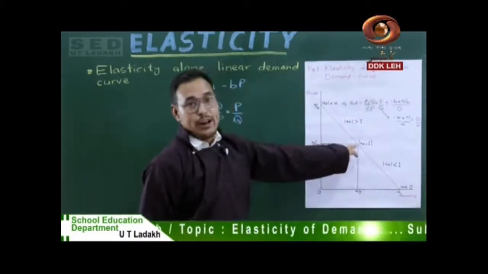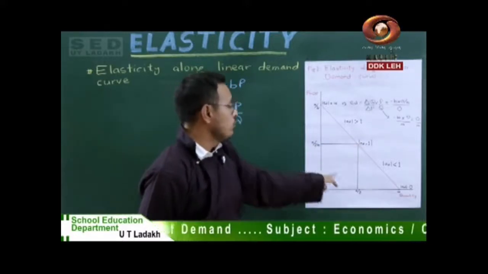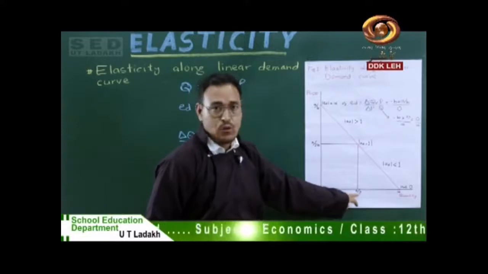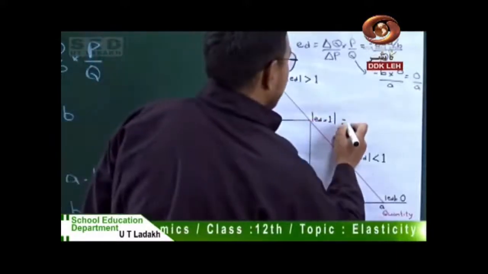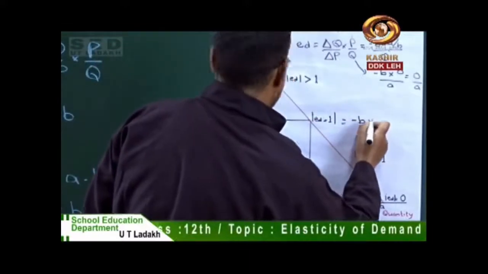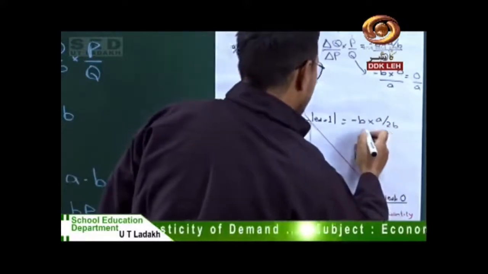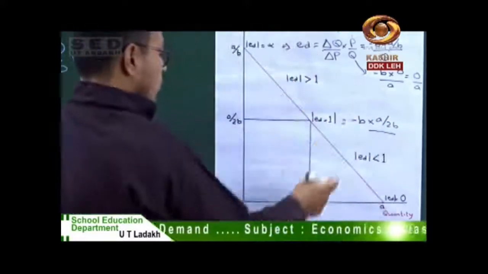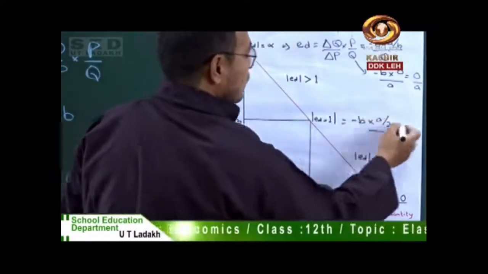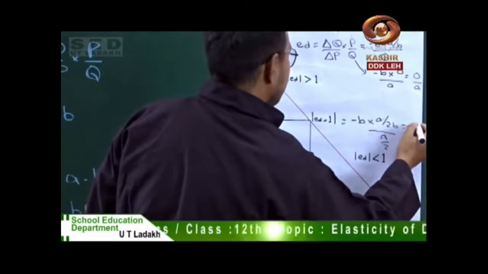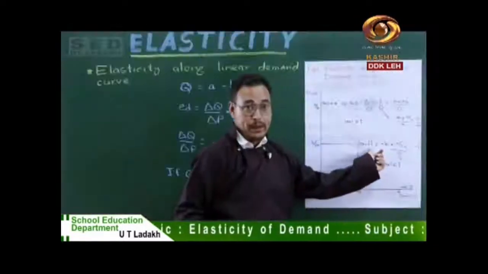Now the third is your midpoint. On this midpoint, this is the value of Q, and this is the value of P. So then ED over here is simply minus B multiplied by A divided by 2B, divided by Q, which is A by 2. Again this one cancels, so as a whole the value is minus 1. Since I am taking the absolute value, it is equal to 1.